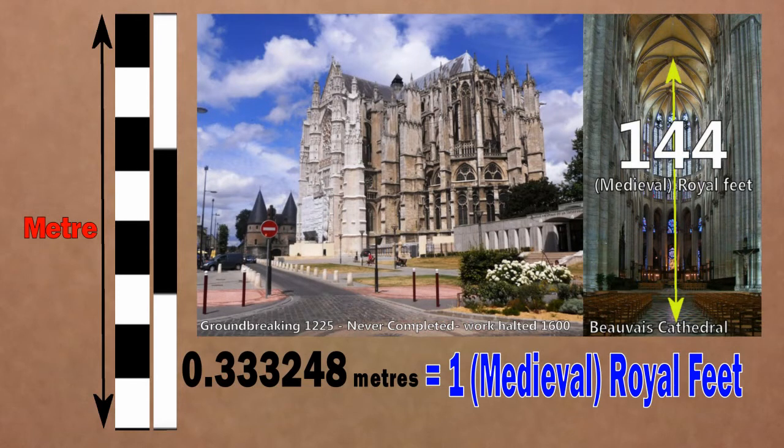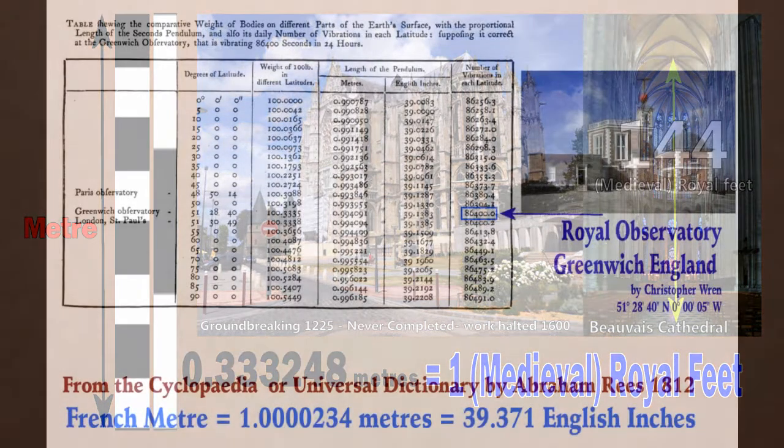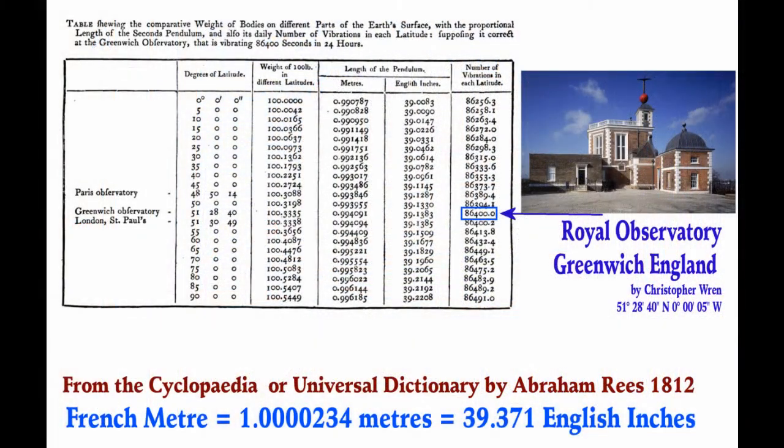But also Beauvais Cathedral, 144 medieval royal foot. Well, New Jerusalem, 144 is one of the key numbers. You'll find it throughout the Bible as well, but how 144 connects to New Jerusalem is undoubtable. It's a very important connection.